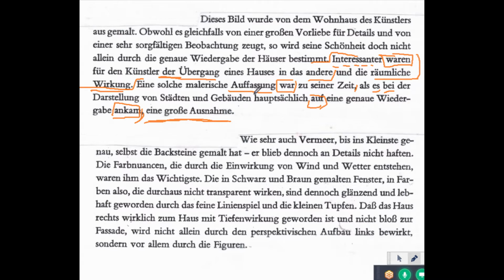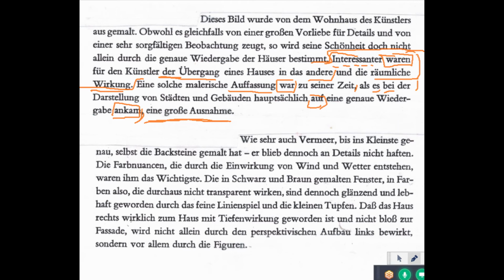Let's see. We did the first half. You want to go on from interessanter and just do a translation slowly through those last 3 lines? Sure. More interesting for the artist were the transition of one house into another and the spatial effect. Such a pictorial conception in his time was a significant exception when in the case of the representation of cities and buildings, it primarily depended upon exact reproduction. That's good. Great. Okay.